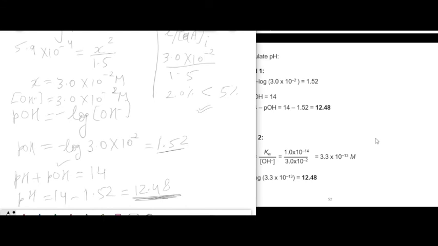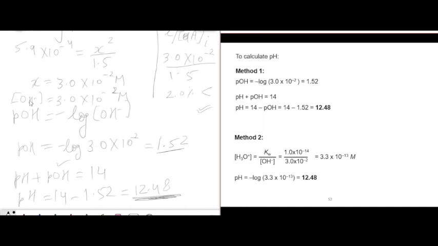Another way that I said we can solve this question is that I already know my OH ion concentration. We also know another formula, that is H ion concentration times OH ion concentration equals Kw. So we can use this to solve for the H ion concentration and then calculate pH from there. Both of them should give you the same answer. Any of these options is acceptable.